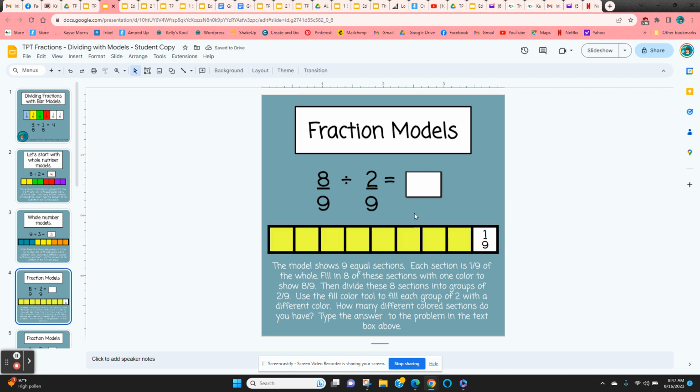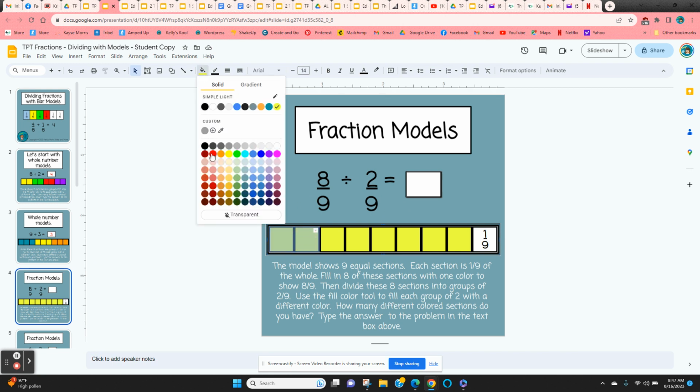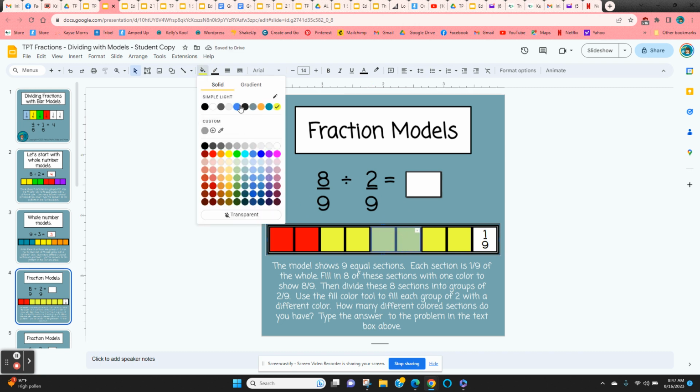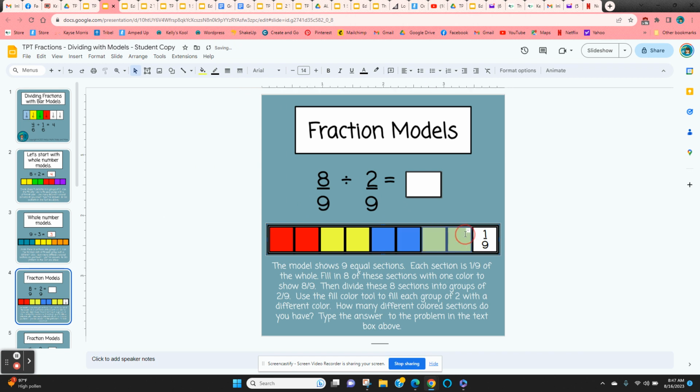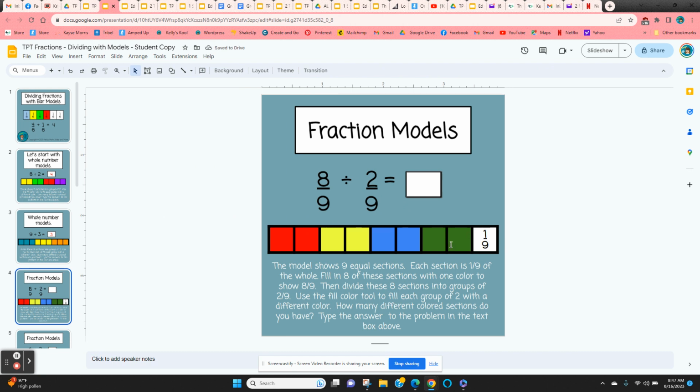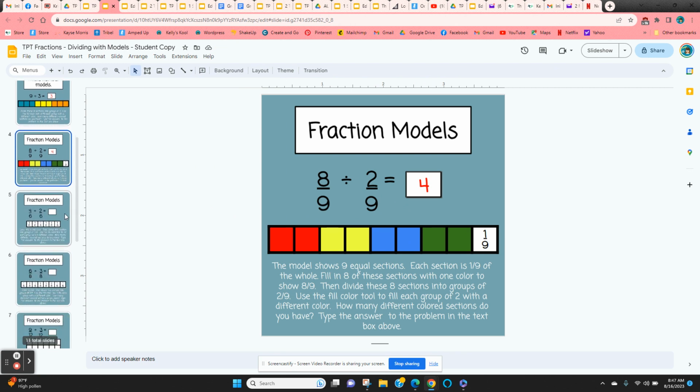Now they want to divide this yellow section, which is 8 ninths, into groups of 2 ninths. So we're going to take every 2, highlight them a different color. We can leave that one yellow. And now they can see of the 8 ninths, there are 4 different groups. So 8 ninths divided by 2 ninths is 4, whole number 4. So it's a lot of fun for the students, and they can practice using Google Slides.